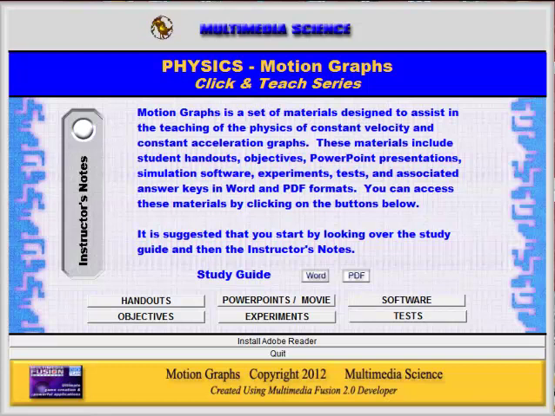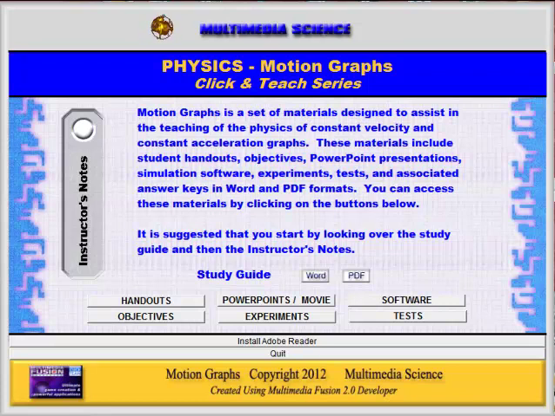This video will describe to you a new Click and Teach series from Multimedia Science. This Click and Teach series is on the physics topic of motion graphs. Motion graphs is an extensive set of materials designed to assist in teaching the physics of constant velocity and constant acceleration graphs. And all these materials can be accessed from a single software menu that you see right here.